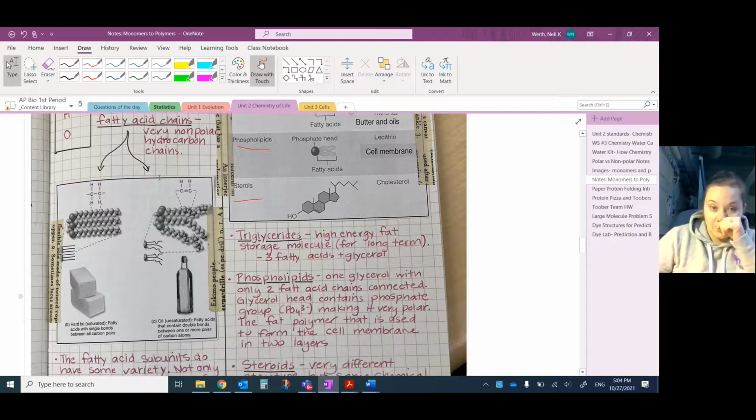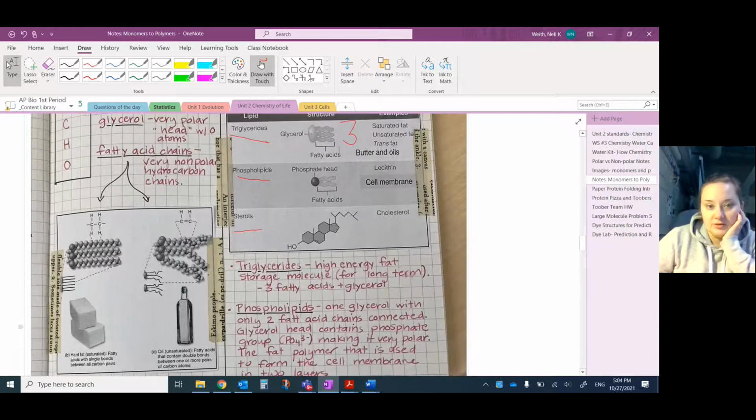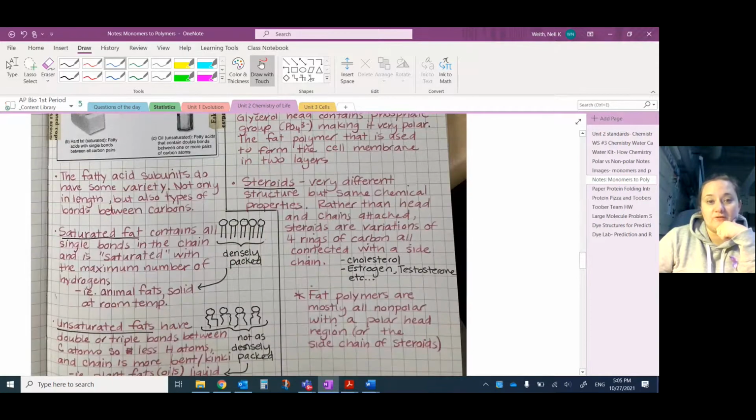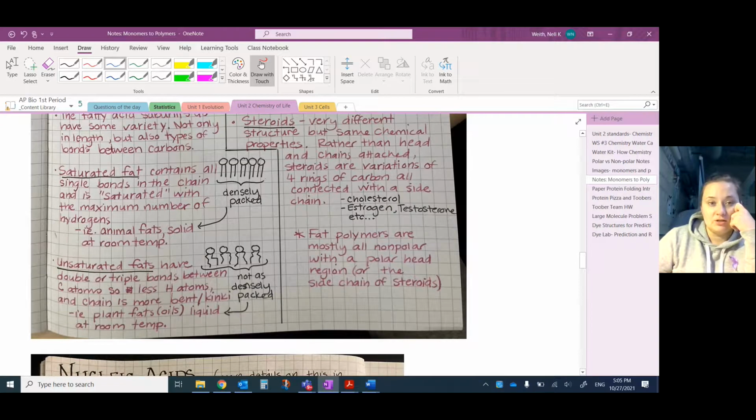The phospholipid, this one is drawn a little bit differently. So it again has the head molecule, which is glycerol, but here it says phosphate head. It's because within the glycerol there is a phosphate group attached in there, and then it has only 2 fatty acid chains connected. This is also the molecule that forms lipid cell membranes of all the cells. So that's why I drew them here.